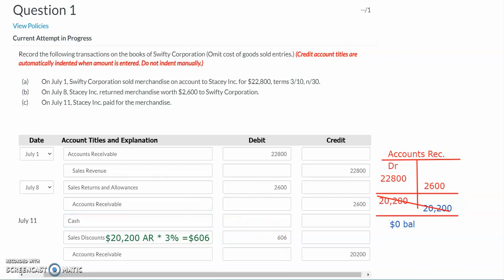Then for my cash amount, this is going to be determined by taking the dollar difference. So I'm going to take my accounts receivable balance of $20,200, minus my discount of $606, and that will equal the cash that I'm going to end up receiving. So that's going to be $19,594.